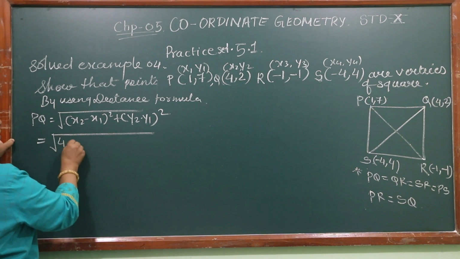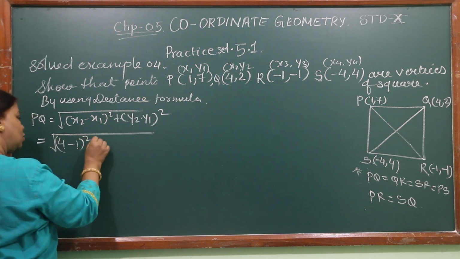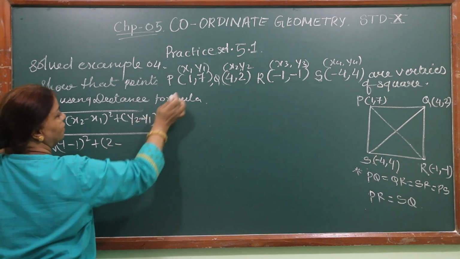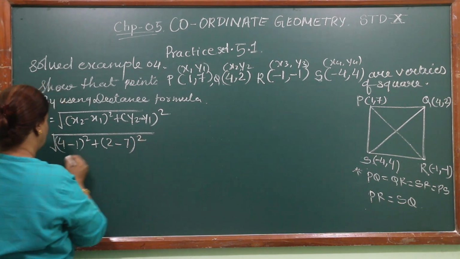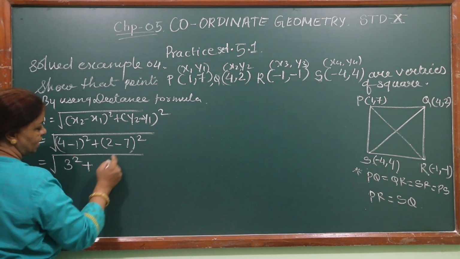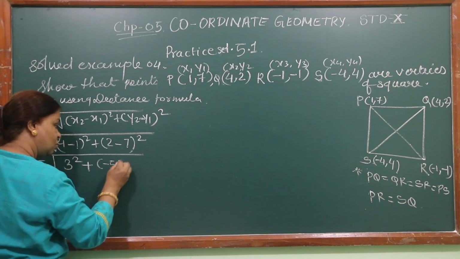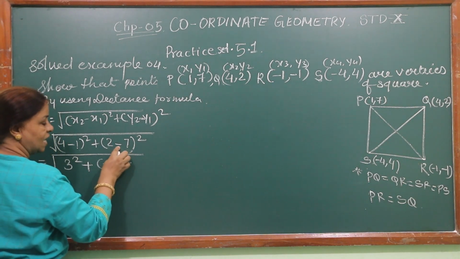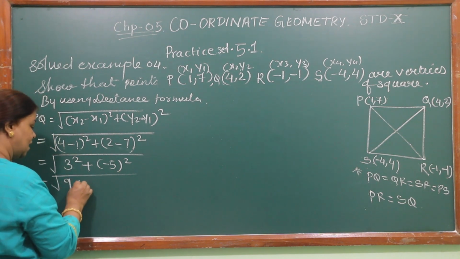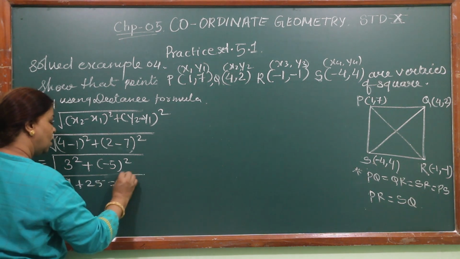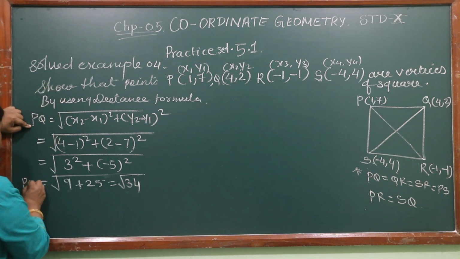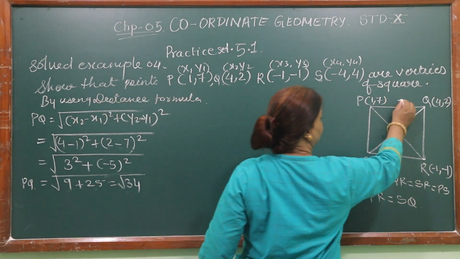x2 is 4, minus 1, the whole square, plus y2 is 2, minus y1 which is 7, the whole square. We will be getting 4 minus 1 is 3, the whole square, plus 2 minus 7 is minus 5, the whole square. 3 square is 9 plus 25, which is equal to under root 34. 25 plus 9 is under root 34. So we got PQ as under root 34. Let me write here PQ is root 34.